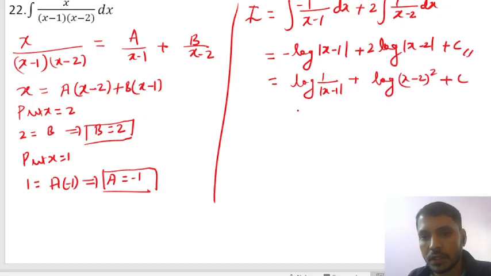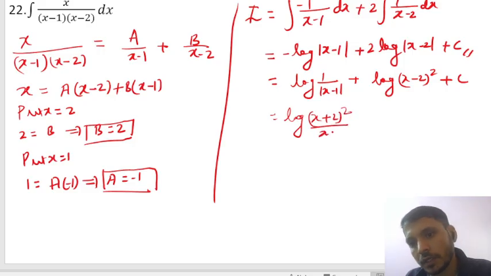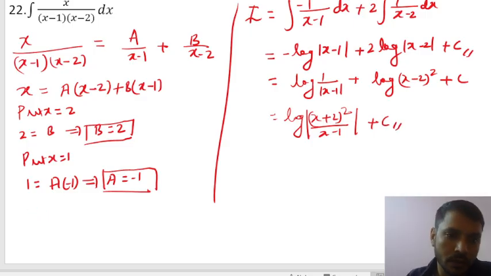Now this is in multiplication, so we can write it as addition. Log, both are in addition, so this will multiply. It will become (x minus 2) whole square, and this will be divided by x minus 1. Right? And here mod, we are taking all the values between mod, plus c. So this is the answer. You can match the option.